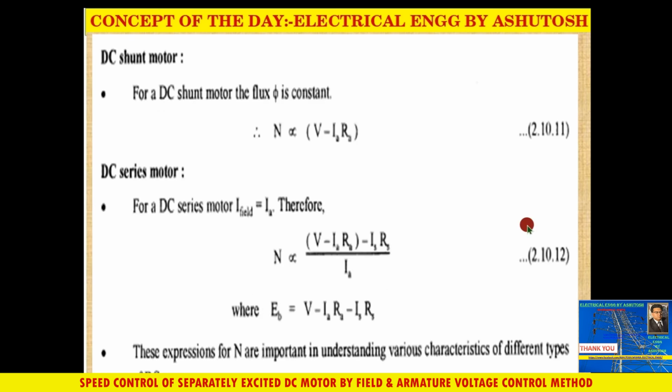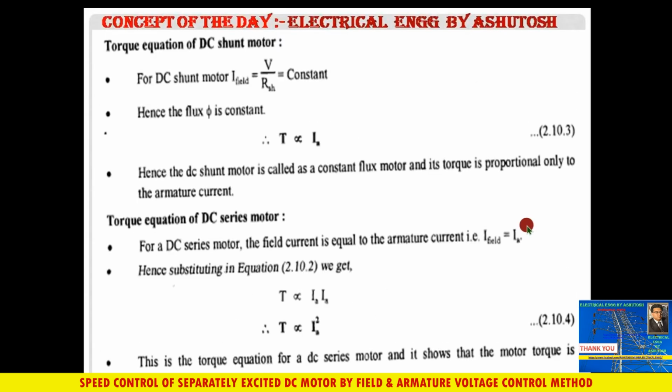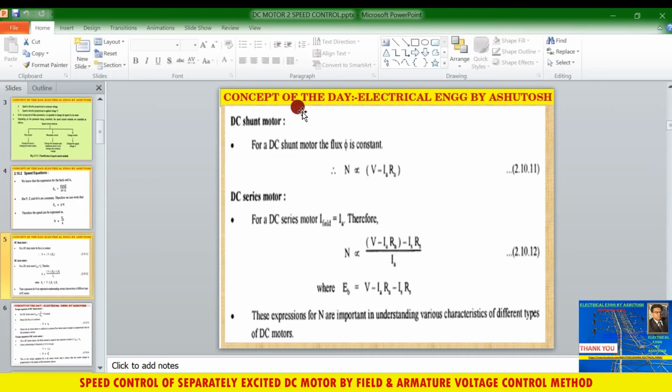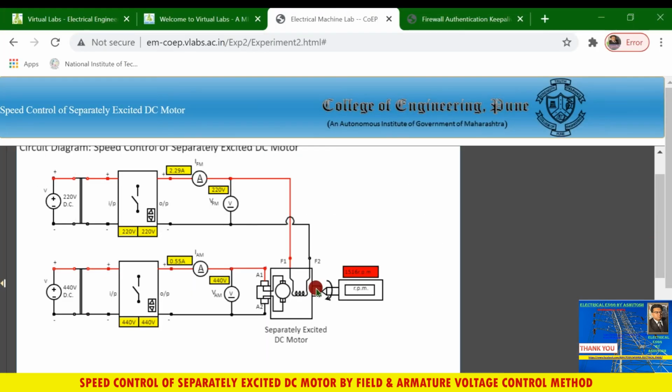speed, you can see in this diagram. You can see in the diagram the speed is directly proportional to (V minus IaRa) upon flux. Okay, so V is terminal voltage and N is proportional to V. Okay, so if V increases, speed increases. If V decreases, speed decreases. So this is the fundamental. Okay, so you can decrease.